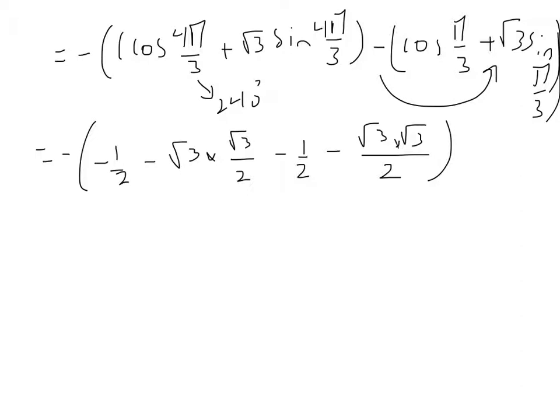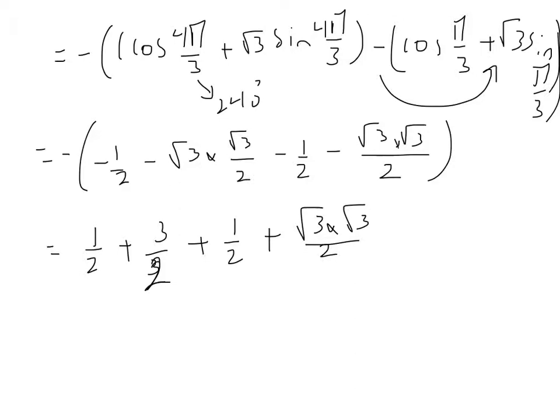There's multiplication here. So that will give us a half plus square root 3 over 2 plus a half plus square root 3 times square root 3 over 2. Using a calculator or just directly, that gives you 1 plus 3, and the answer is 4 square units.